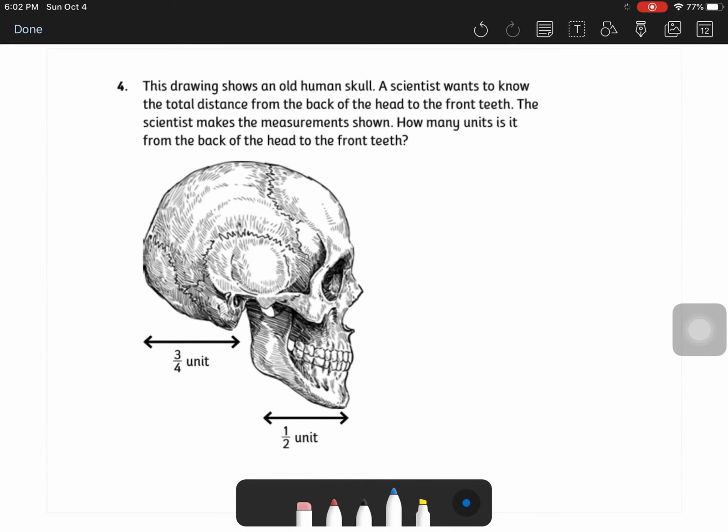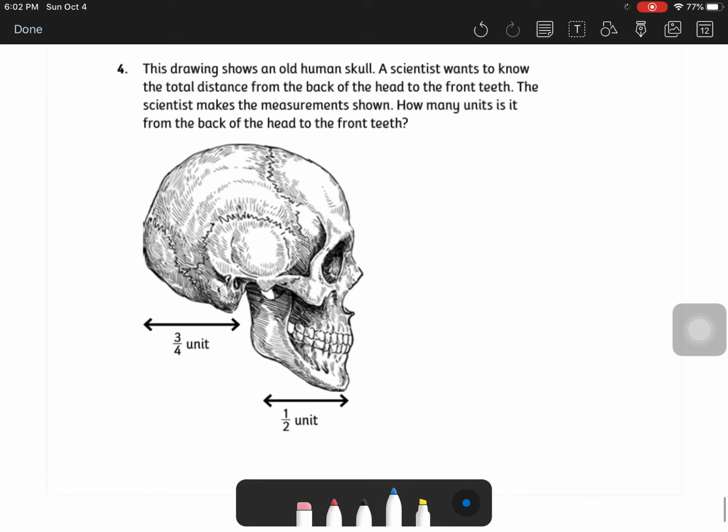And the last one. This drawing shows an old human skull. A scientist wants to know the total distance from the back of the head to the front of the teeth. The scientist makes measurements as shown. How many units is it from the back of the head to the front of the teeth? Okay, so they kind of did it in two parts, from the back of the skull to kind of like the jaw here, 3/4 inch, 3/4, and then from the jaw to the front of the teeth was another 1/2.